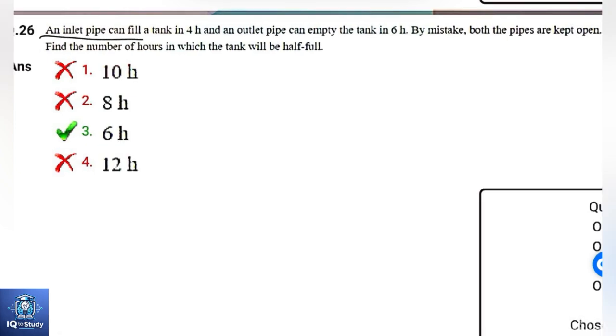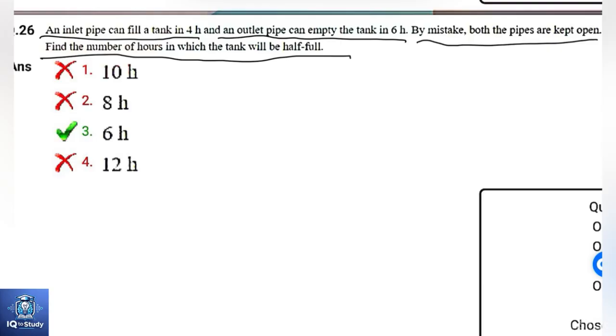An inlet pipe can fill a tank in 4 hours and an outlet pipe can empty the tank in 6 hours. By mistake, both pipes are kept open. Find the number of hours in which the tank will be half full. Here, the inlet pipe can fill in 4 hours and the outlet pipe can empty in 6 hours. Let's take the LCM of 4 and 6. We know that LCM of 4 and 6 is 12, and their efficiency is 3 and 2.